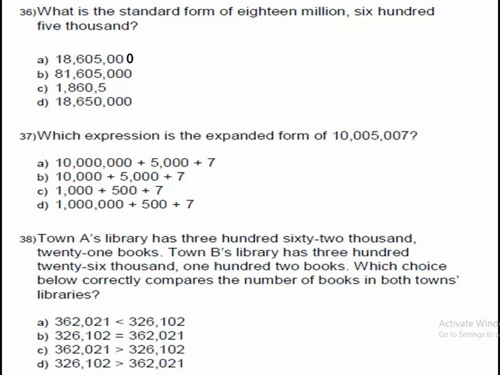What is the standard form of 18,605,000? Let's write the parts: million, thousand, and the ones. 18 million and 605,000, and we don't have a ones family, so we will write 3 zeros.